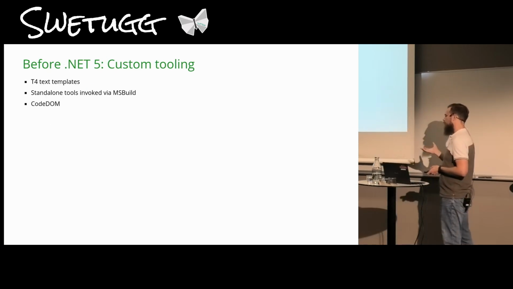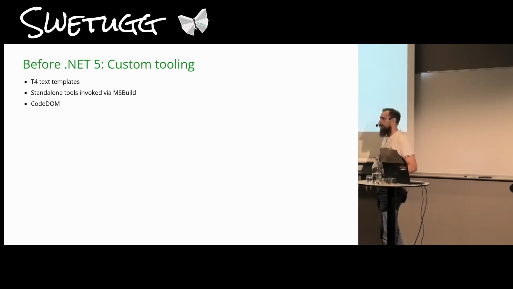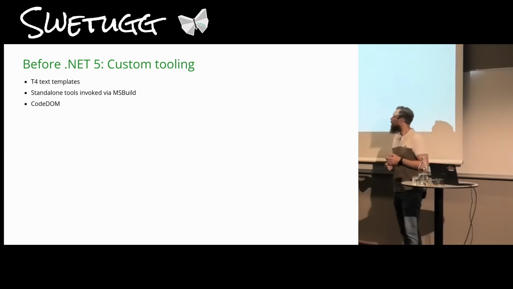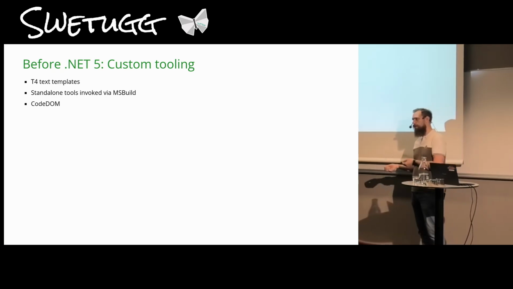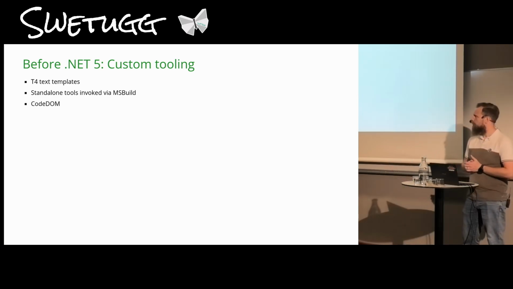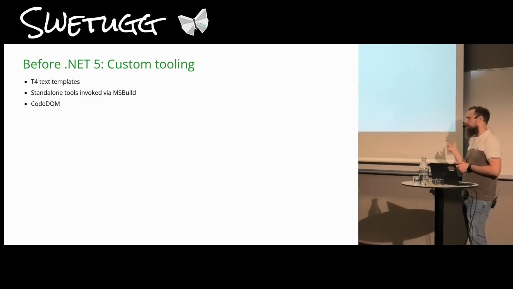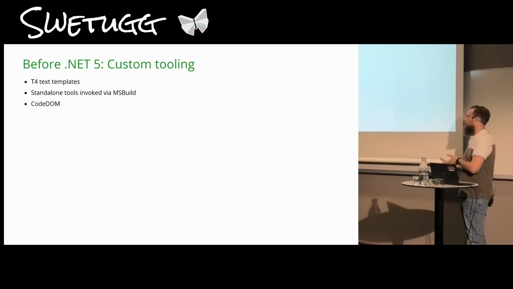So before .NET 5, if you're stuck on anything prior to .NET 5, this is basically what you have to do. You have T4 text templates, which, it's Microsoft, so it's XML. You have standalone tools, which can be whatever you want. You can write it in C# or Visual Basic, or you could write it in JavaScript or TypeScript or anything. It's just a standalone tool that you call, probably from an MSBuild task, that generates code. You would probably check it in. So you generate the source code once, you add it to your repository, and then when something changes, you need to regenerate.